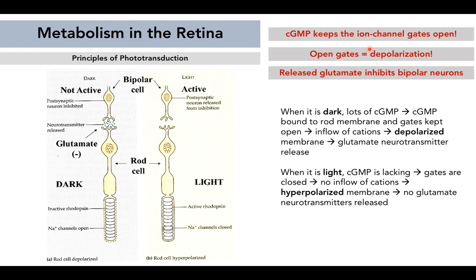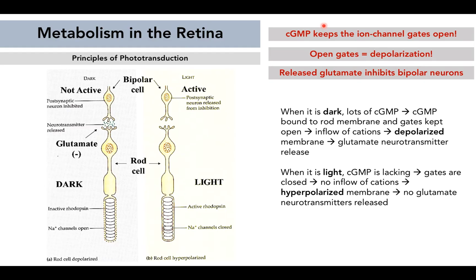Now we're going to talk about how the retina converts the photon of light into a biochemical signal. This is a process called phototransduction. And before we go into the biochemical mechanism, maybe we first need to remember a few principles just so that we don't get things mixed up.